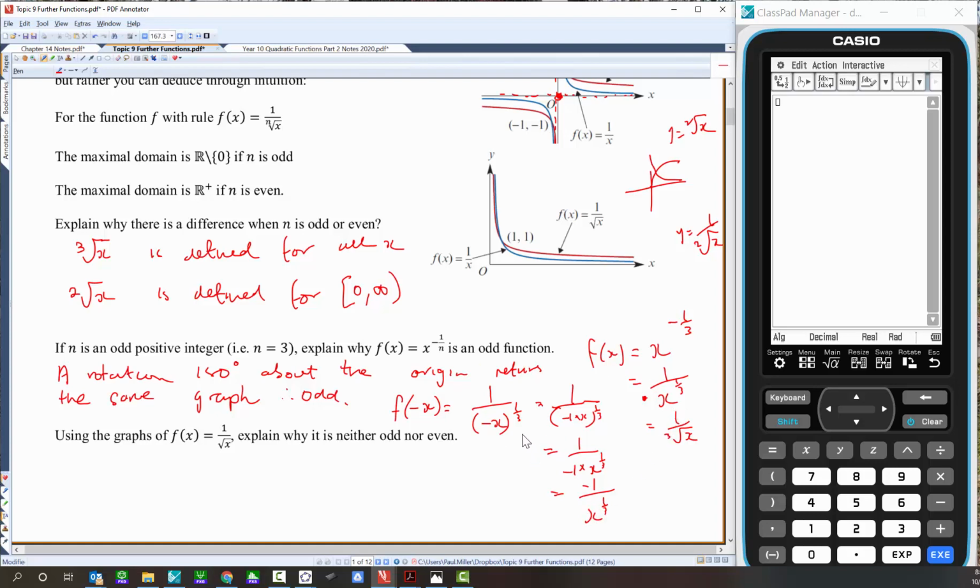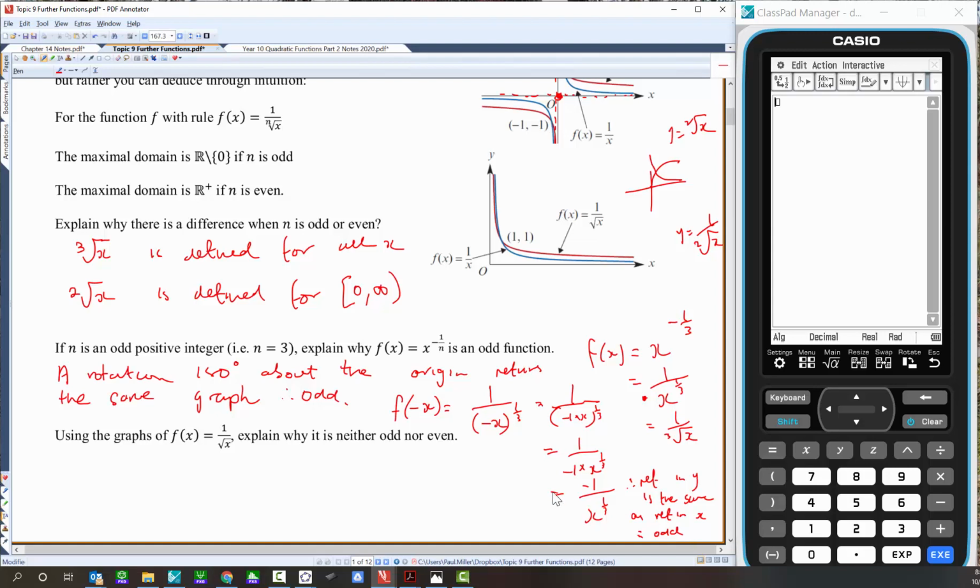Okay, and so what you can see is when I put negative x in, or reflect in the y-axis, we can actually rewrite it algebraically with the negative sign here, which, if you recall, is just a reflection in the x-axis. It's negating the function. So it's exactly the same thing. So what we can conclude then is, therefore, reflection in y is the same as reflection in x, therefore odd.